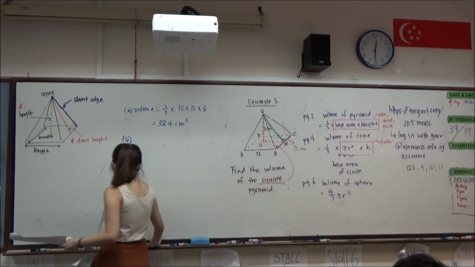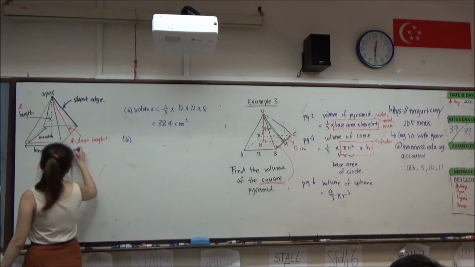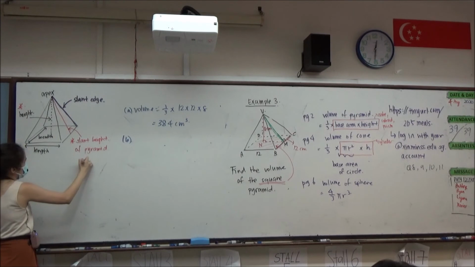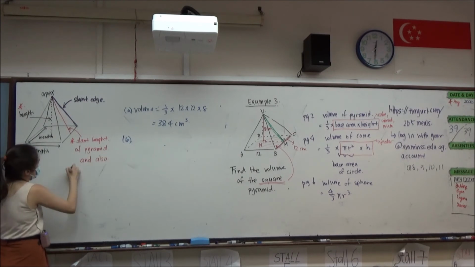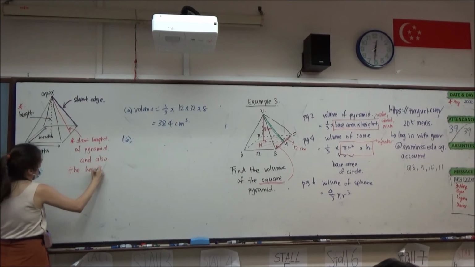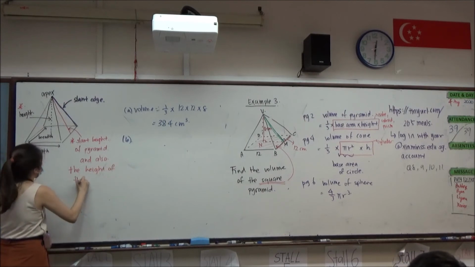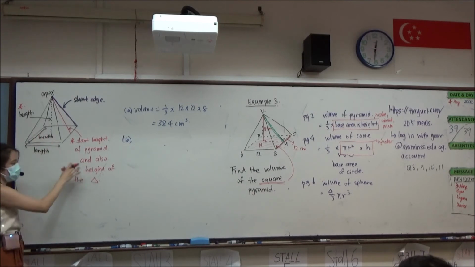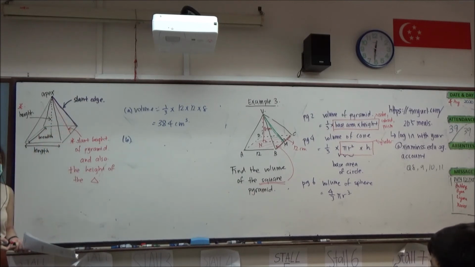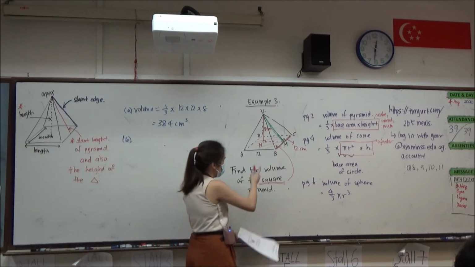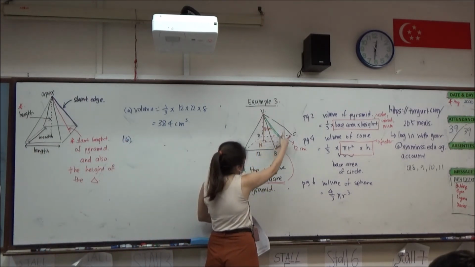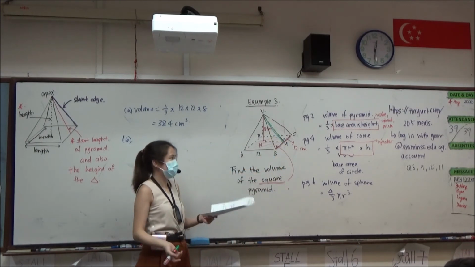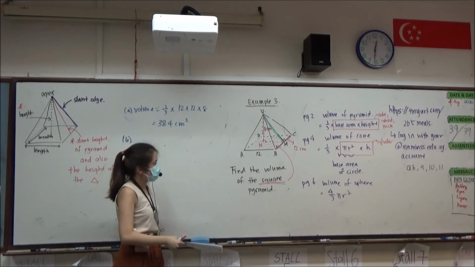So slant height, let me add on this information here. Slant height of pyramid, but it is actually also called the height of the triangle. So it is slant height of pyramid and also height of the triangle. They mean different things. In this case they want to find the height of this triangle, which is also referring to the slant height of the pyramid. So now how do we find the slant height then?